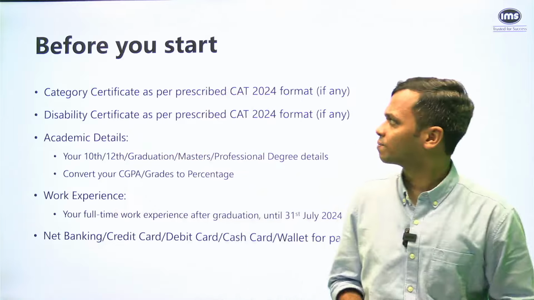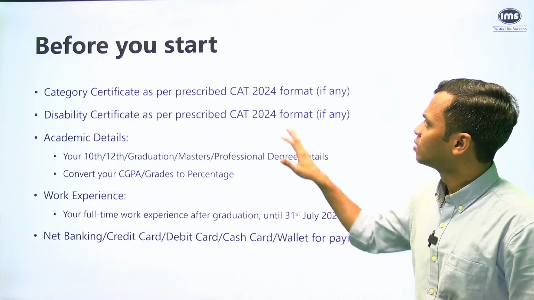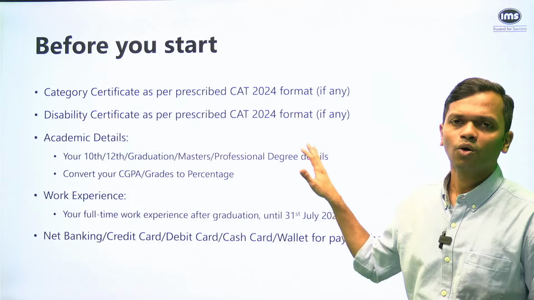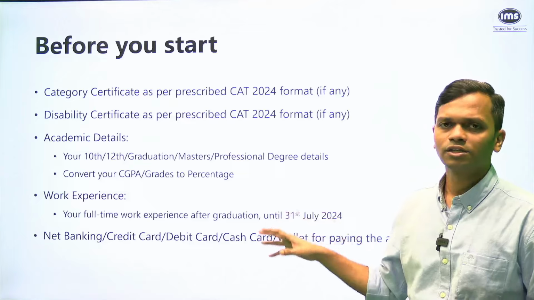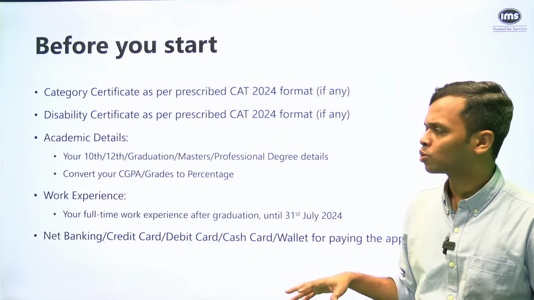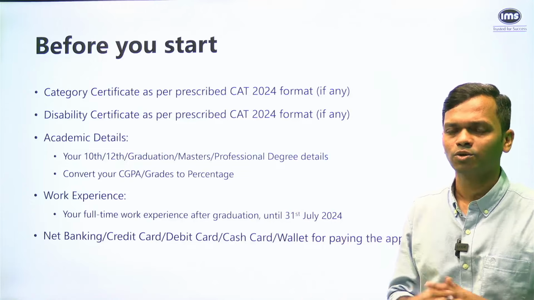Moving on to the next thing, which is regarding category certificate and disability certificate. The prescribed format has been given on the CAT website. So on the CAT website, you will see the format for the category certificate and disability certificate and so on. If you have any questions on that, please visit the FAQ section where you will find those details.